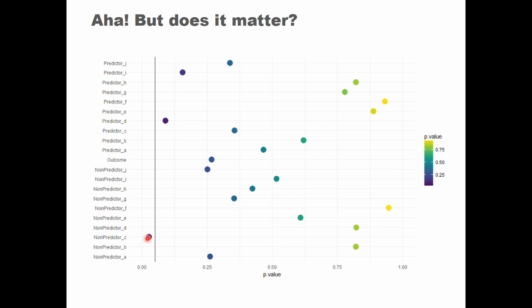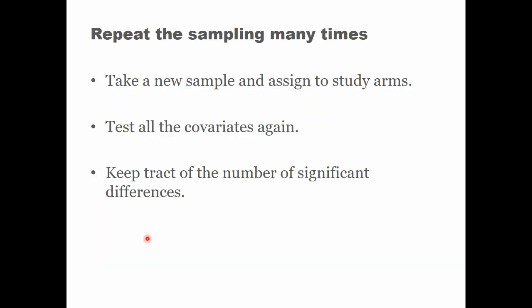So if we were to actually repeat this over and over again, we have our simulated data, and now we're going to sample 100 patients over and over and over again, a whole bunch of times, and then look at the distributions of how these things fall out. So we take a new sample, assign it to study arms, test all the covariates again, and keep track of all the significant differences.